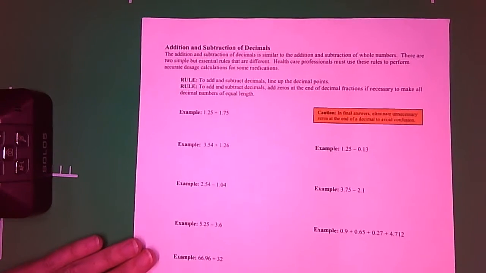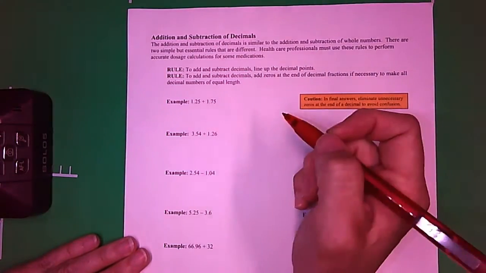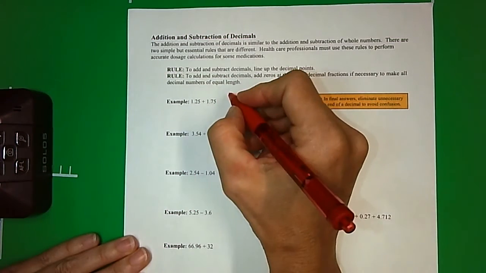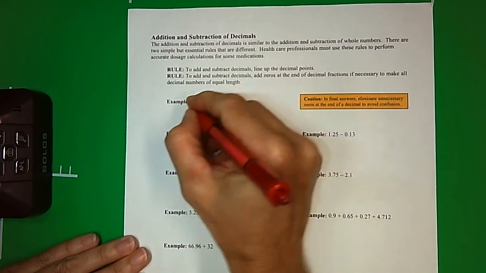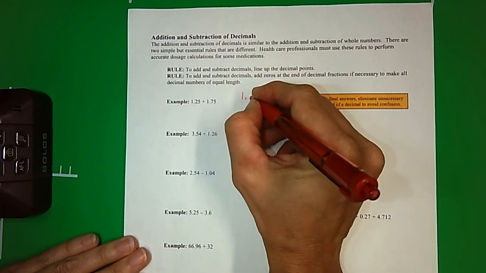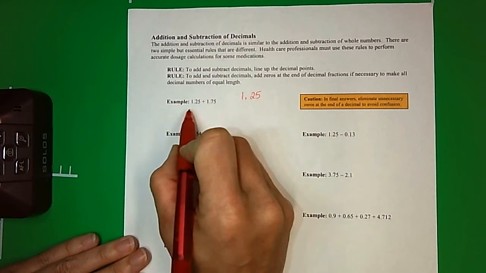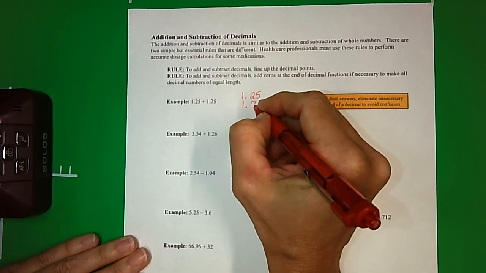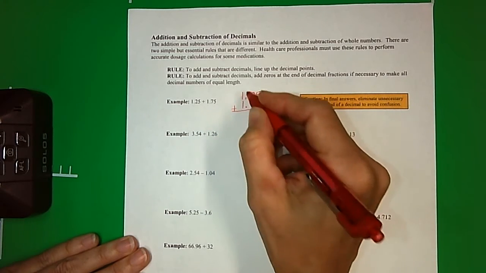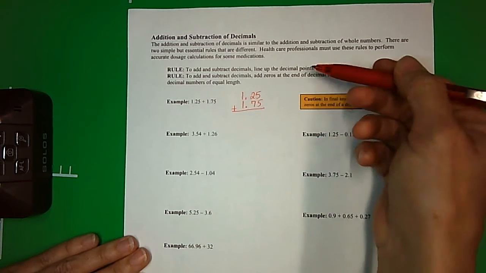Okay? Kind of get the idea. So let's do some adding, subtracting, multiplying, dividing of decimals. So let's add. Whenever we add, let's use this first example, 1.25. We're going to line it up because that's like saying $1.25, and then you give me $1.75. So we have to line up the decimals when adding or subtracting.